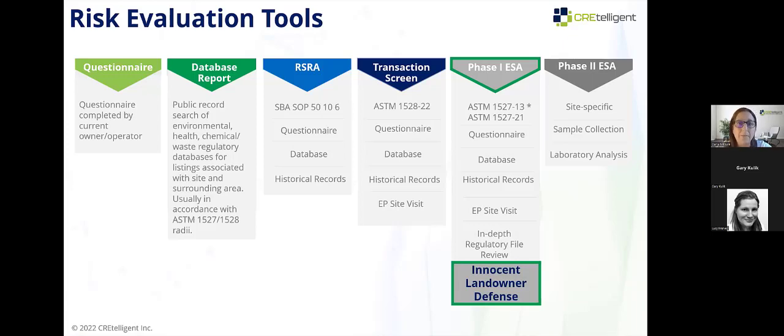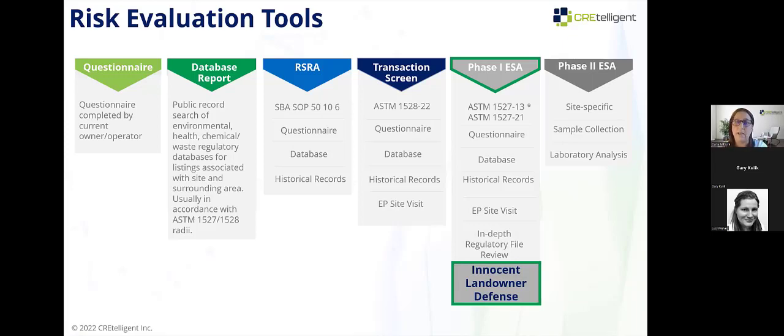The next level up from there is a transaction screen, and the transaction screen and the phase 1, I should say, both incorporate a site visit at the property. I should clarify that the transaction screen doesn't necessarily require the EP to visit the site, but it does incorporate a site visit. The phase 1 does require an EP site visit. So what we have here is the transaction screen looking at the subject property primarily.